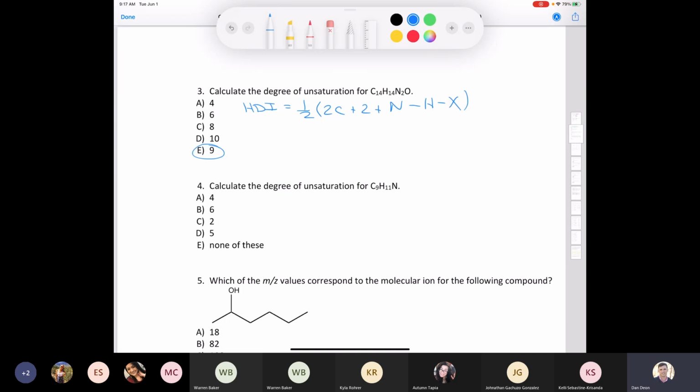Same thing here. Again, you can use this formula to solve for the HDI, or the degree of unsaturation. So degree of unsaturation is the same thing as the U, or the HDI. And to solve here, it's like we have H10, because every nitrogen gives us an extra hydrogen. So if you have C9 times 2, that's 18. 18 plus 2 gives you 20. 20 subtract 10 gives you 10. 10 divided by 2 gives you 5. And so you have 5.